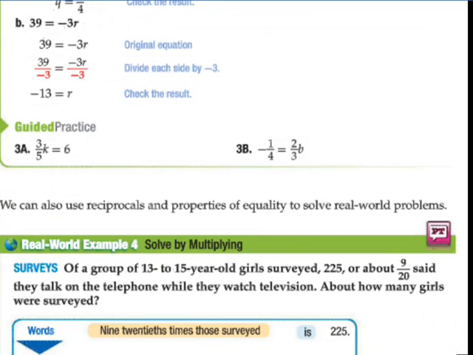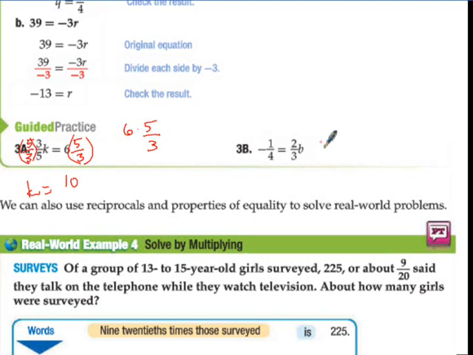So let's take a look over here. Let's solve 3a. If I multiply both sides of this equation by 5/3, on this side I end up with just k, and over here I end up with 10, all right? If you're not sure how I got 10, it's 6 times 5 over 3. Well, 6 times 5 is 30, and 30 over 3 is 10.